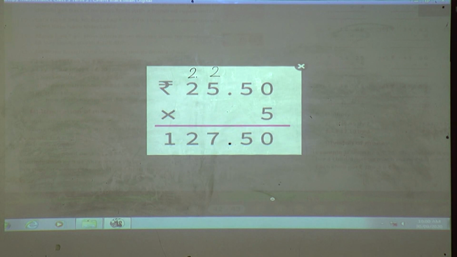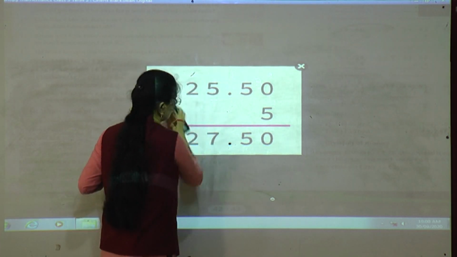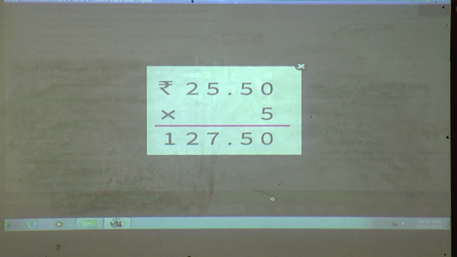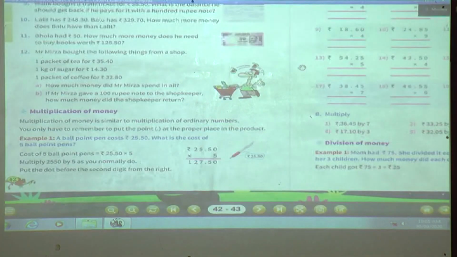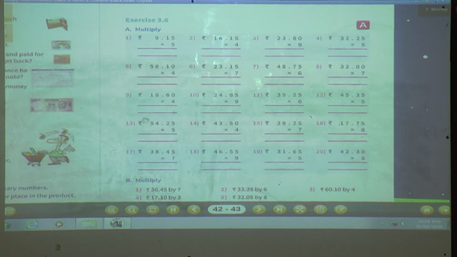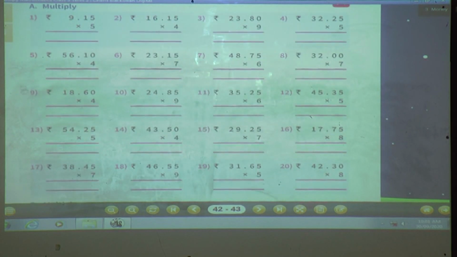So let us start exercise 3.6. Open your textbook along with me. You have to solve the sums in your textbook. Look at the board here. Question A, multiply. Rupees 9.15 into 5.